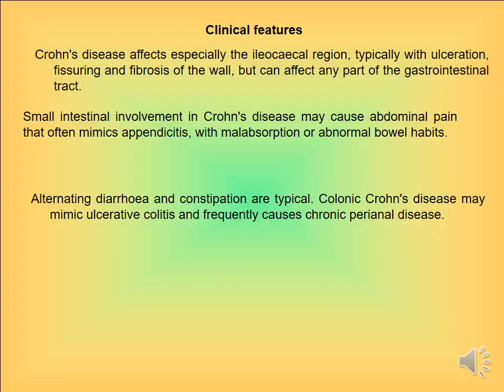The clinical feature of Crohn's disease affects especially the ileocecal region, typically with ulceration, fissuring, and fibrosis of the wall, but can affect any part of the gastrointestinal tract. The feature of Crohn's disease is either an ulcer or a fissure or fibrosis of the wall of the ileocecal region. Small intestine involvement in Crohn's disease may cause abdominal pain that often mimics appendicitis, with malabsorption or abnormal bowel habits.